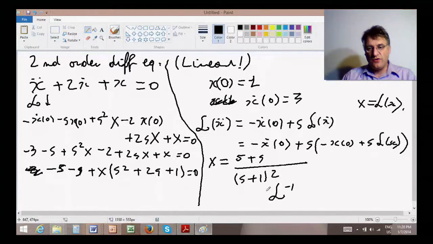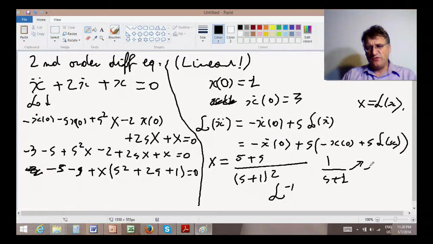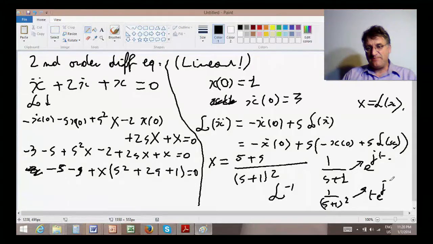Do we have it? No. If you remember, we have things like these. 1 over s plus 1, we know that goes to e to the t. 1 over s plus 1 squared, we have that as t e to the t. But that is not exactly this. So what we have to do is make this look like a sum of those.